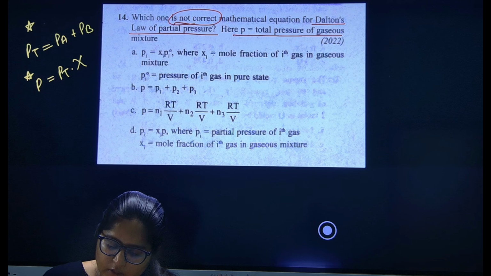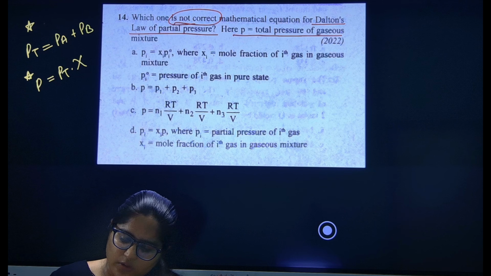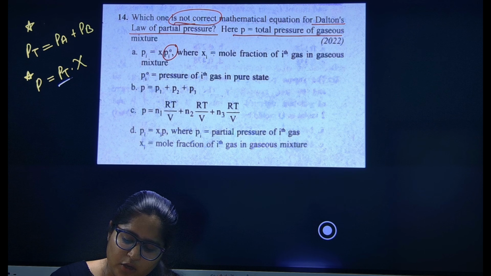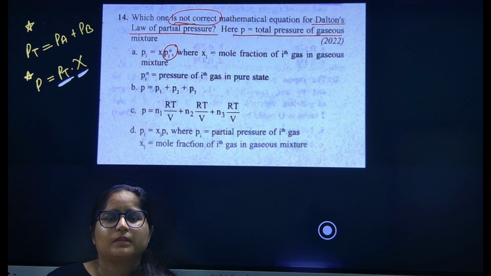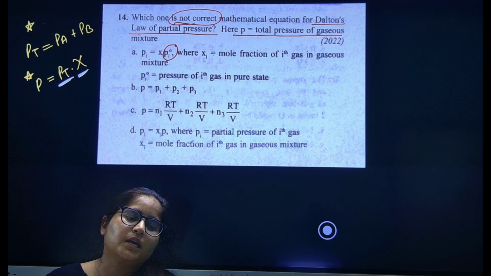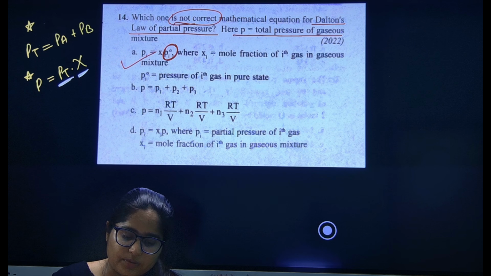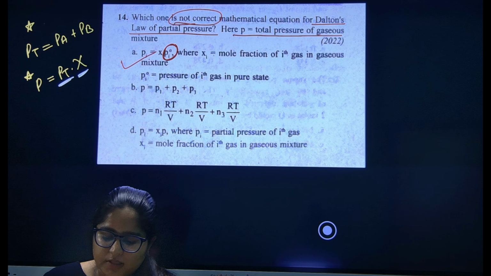So what are they saying? No, it's wrong. Here P naught they have given as the pure state. What is the formula you see here? Total pressure into mole fraction. If I have to find partial vapor pressure, it is total pressure into mole fraction. But what have they done here? Pure pressure into mole fraction. This first option itself is the wrong option, which means our answer is correct.